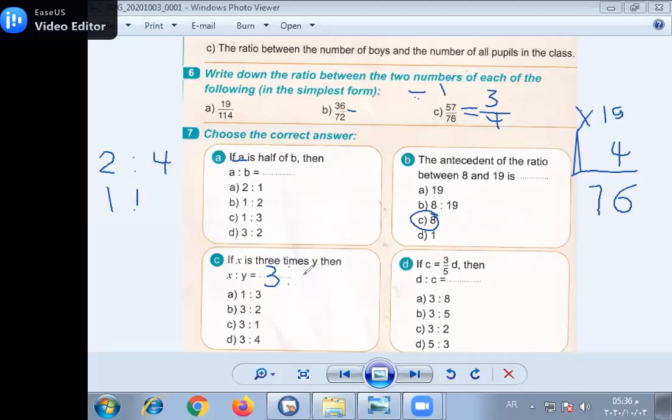Question number D. Please concentrate on this question. If C equals 3/5 of D, then the ratio D to C will be 3 to 8, 3 to 5, 3 to 2, or 5 to 3. Raise your voice, please. 5 to 3.